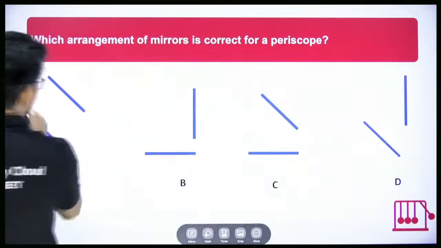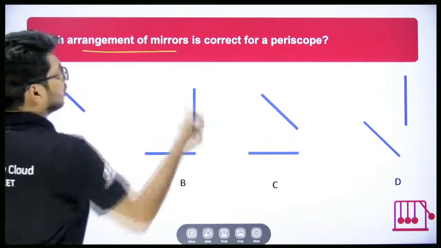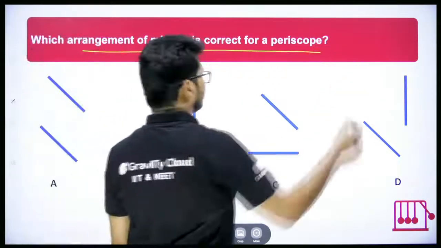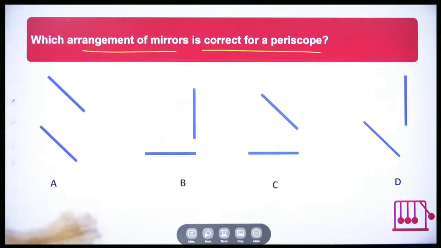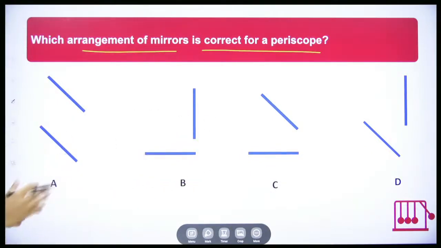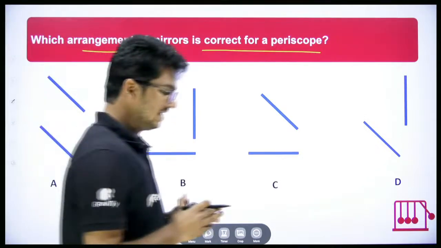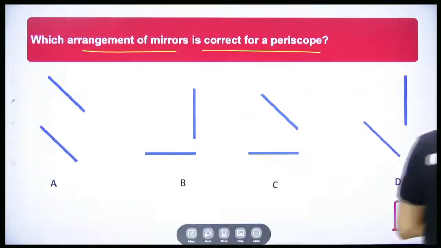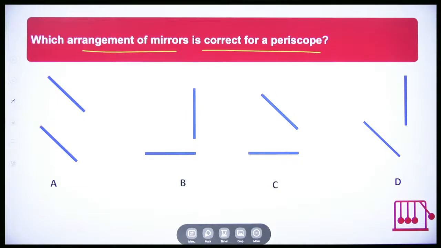Good. Another interesting question. Which arrangement of mirrors is correct for a periscope? You have options A, B, C and D. In every case you have 2 mirrors each. So please select the correct answer. A, B, C and D. Which arrangement of mirrors is correct for a periscope? Everyone quick. You have to be quick because it's very easy.